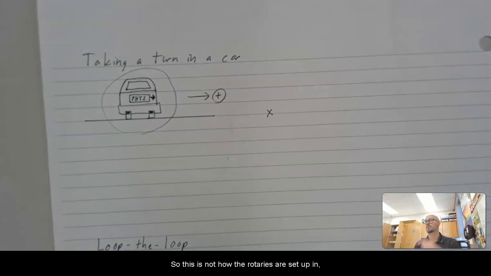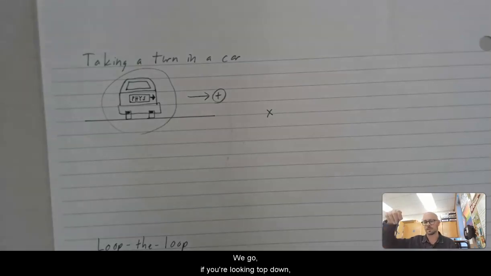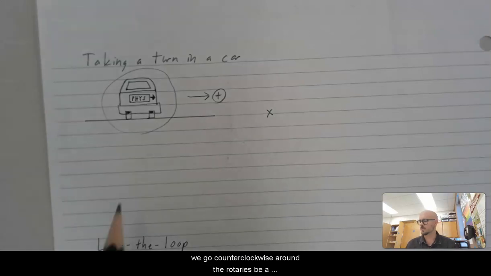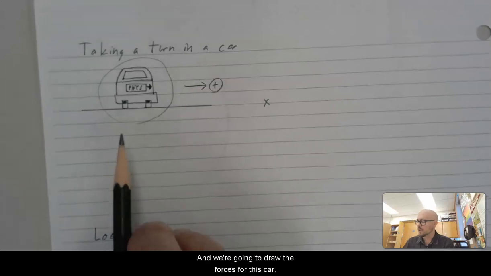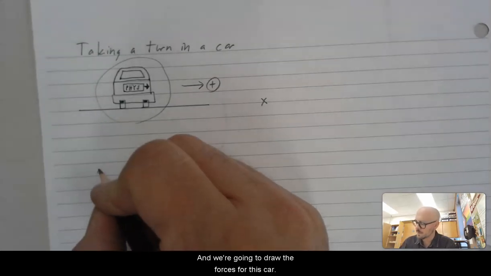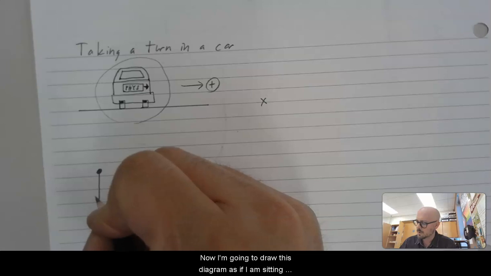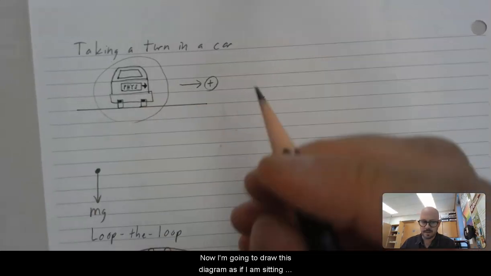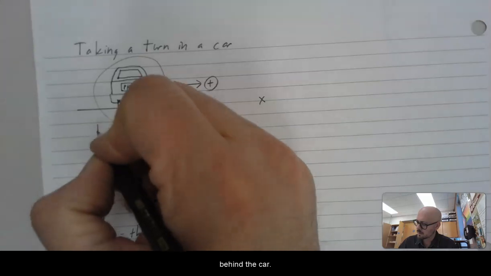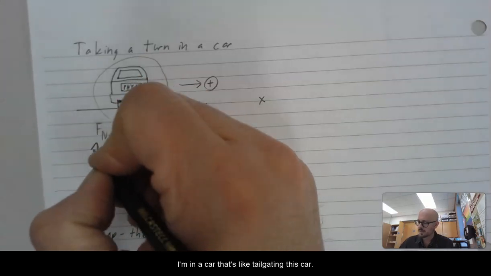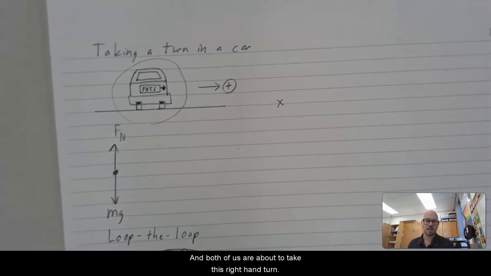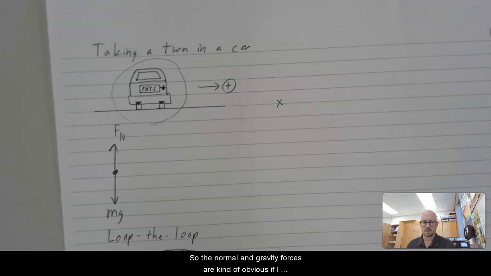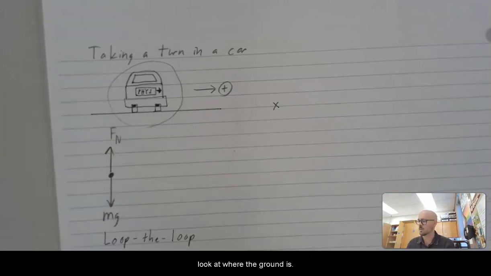So this is not how the rotaries are set up in the United States. If you're looking top down, we go counterclockwise around the rotaries. This would be a clockwise rotary, so imagine a turnabout in England. And we're going to draw the forces for this car. Now, I'm going to draw this diagram as if I am sitting behind the car. I'm in a car that's tailgating this car, and both of us are about to take this right-hand turn. So the normal and gravity forces are kind of obvious if I look at where the ground is.